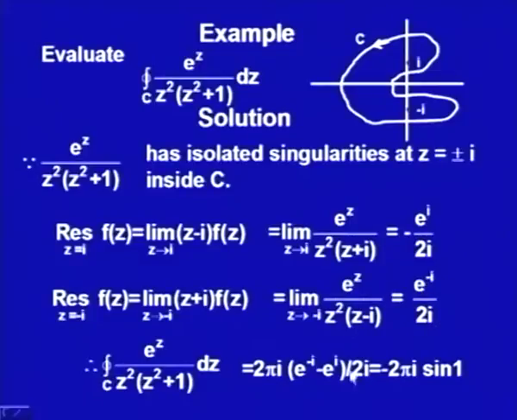So, with 1 upon 2I taken common, we are getting e to the power minus I minus e to the power I, or rather you could write it as minus of e to the power I minus e to the power of minus I upon 2I, that we do know is nothing but the sine 1. So, we are getting minus 2 pi I sine 1. So, the integral along this contour of the function is coming as minus 2 pi I sine 1.